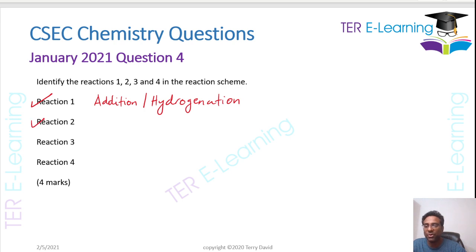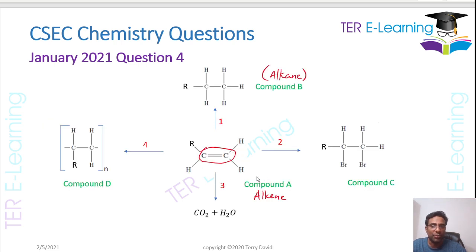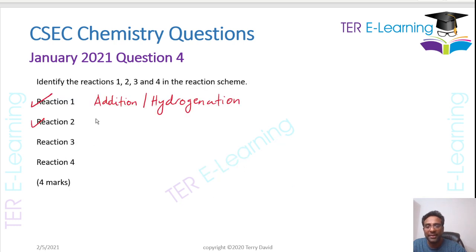So reaction 2 now. What's happening in reaction 2? So we have an alkene, and what we are producing here is what we call a halogenoalkane. That's what we get in here. Now, what is happening here is that bromine is adding across the double bond. So again, it's an addition reaction. That's an addition reaction again. So alkenes undergo addition reactions.